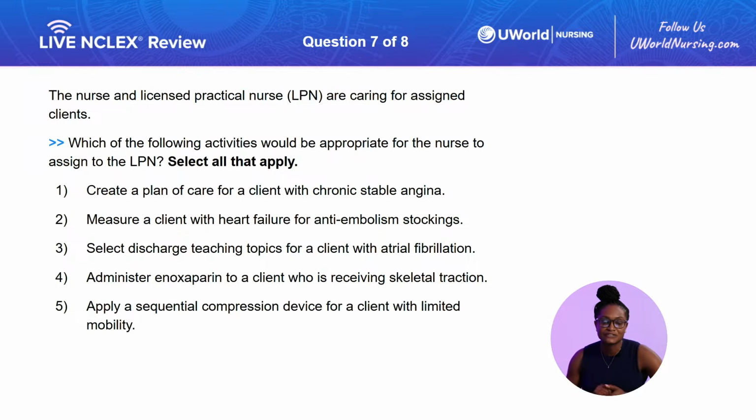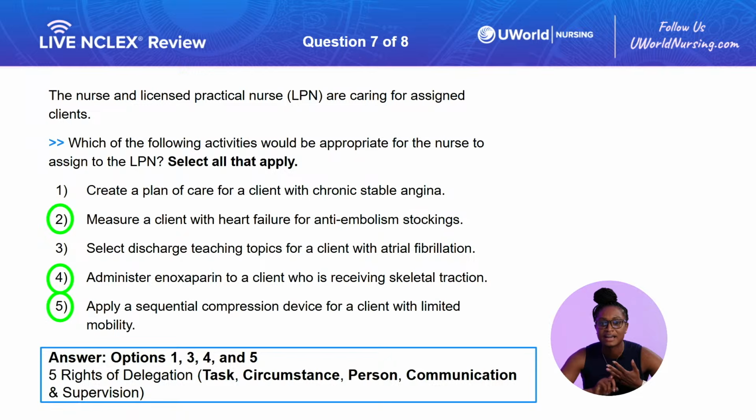Okay, so the correct answer for this one would be options 2, 4, and 5. All of these things would be things that the LPN can do. The LPN can measure a client with heart failure for anti-embolism stockings. That's just measurement. They can do the measurement and get stockings. Option 4, administer enoxaparin to a client who's receiving skeletal traction. Again, they can administer medications. They can't do IV push, but they can do subcutaneous, which is what enoxaparin is. And then option 5, apply sequential compression SCDs.